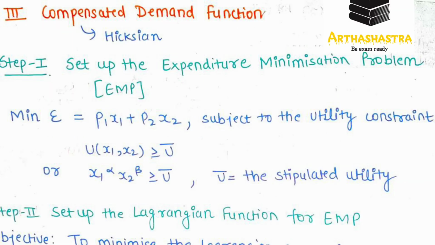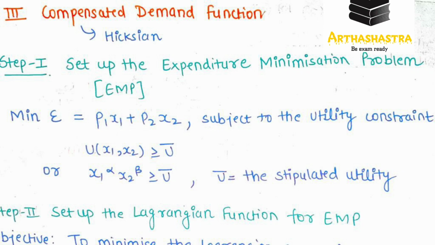Okay, in our next part we are asked to find the compensated demand functions. Compensated demand functions are also called Hicksian demand functions. Now what is the difference between compensated demand functions and ordinary demand functions? I will explain in detail in the theory class of this topic, but for numericals just remember this: an ordinary demand function is a function of prices of two goods and the income of a consumer, whereas a Hicksian demand function is a function of prices of two goods and a constant utility u bar.